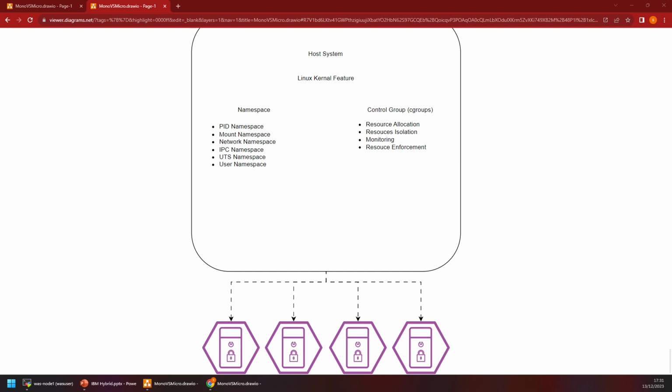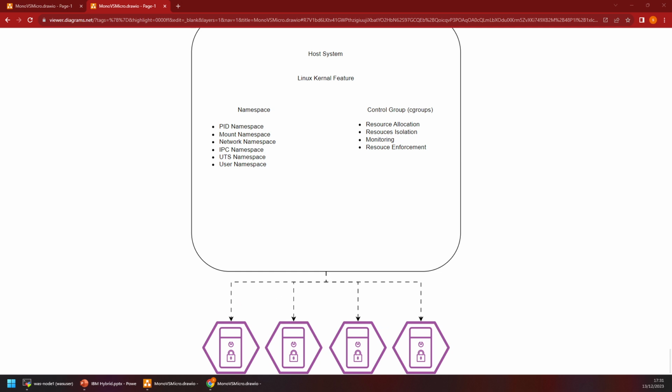The next one is about IPC namespace. IPC is called Inter-Process Communication. It isolates the inter-process communication resources such as message queues and semaphores. Containers in separate IPC namespaces cannot directly communicate with each other through these mechanisms.